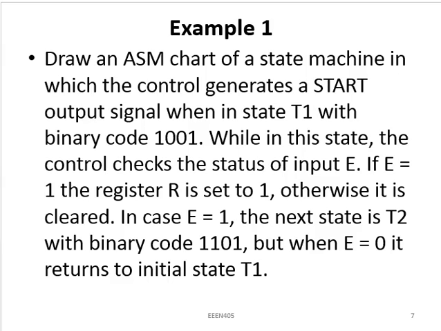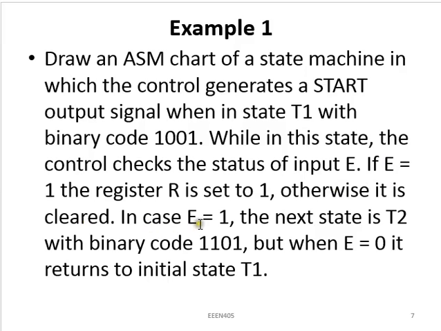And the question says, draw an ASM chart of a state machine in which the control generates a start output signal when it is in state T1 with binary code 1001. Then while it is in this state, that is state T1, the control checks the status of input E. Whenever you're checking status, you are testing a condition, you are making a decision. So we set, if this E that we are checking its status is 1, the register R should be set to 1. Otherwise, that is if E is not 1, definitely it should be 0. Then it is cleared, that is we set the register R to 0.